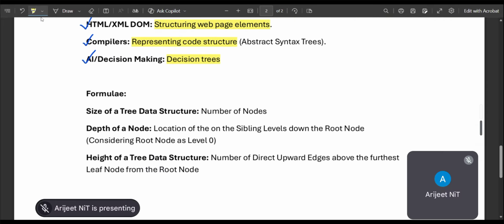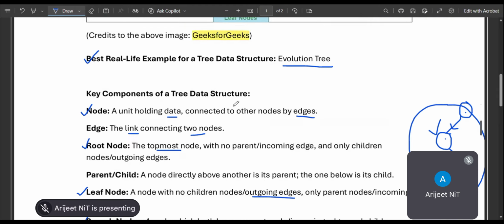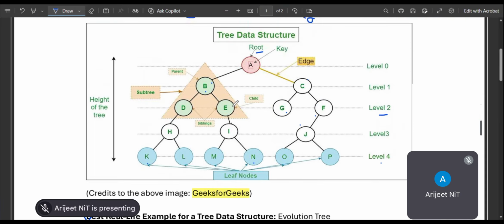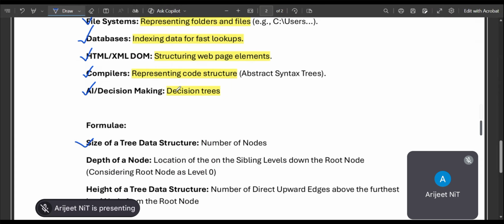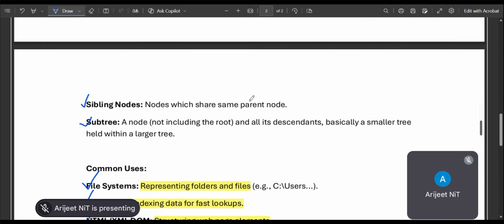Finally, some formulas for a tree data structure. The size of a tree data structure is equal to the number of nodes. Let me explain. For this particular tree data structure, if you count 1, 2, and so on, it will come up to 16. The size of this tree data structure is 16. Then there is the depth of a node. The depth of a node basically means how many levels down from the root node it is, considering the root node as level 0. Let's understand.